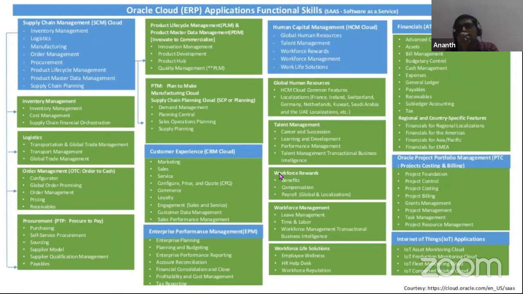This is on the cloud side. A lot of new things have come up in cloud. For example, the Internet of Things, IoT devices. These ERPs are tightly integrated with IoT, and a lot of new things like mobile applications have come. So there are some new areas, both on the functional side and the technical side. Functional people can get into IoT and all this.